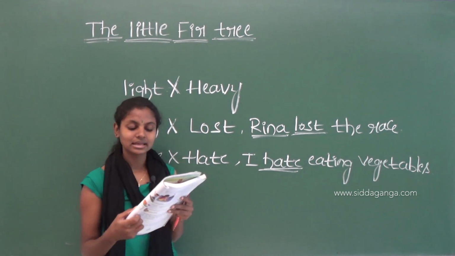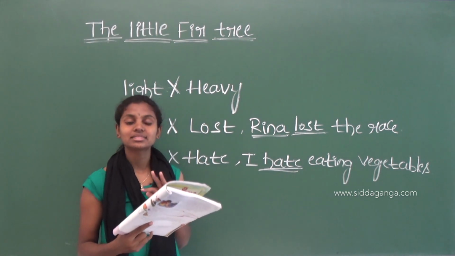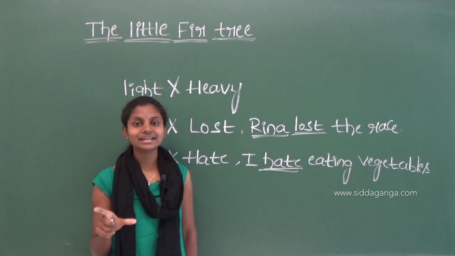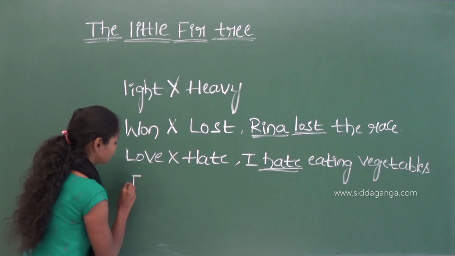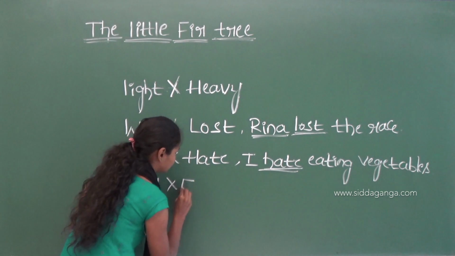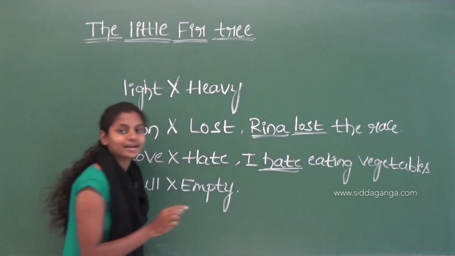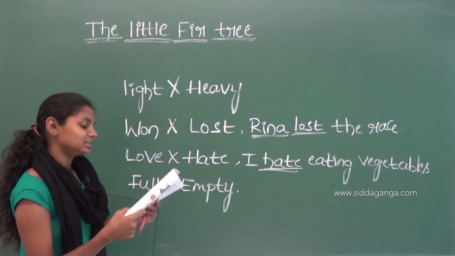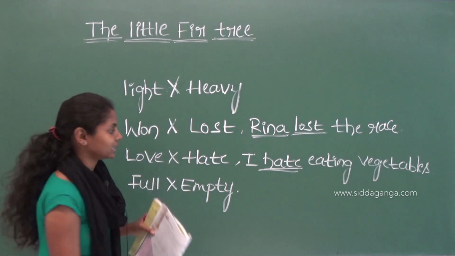Fourth question, that is, this glass of milk is full. Okay? This glass of milk is full. In this sentence, the red circled word is full. So, you have to write the opposite word for full. That is, the opposite word is empty. Okay? Understood? The opposite word for full is empty. So, the sentence will be, this glass of milk is empty.